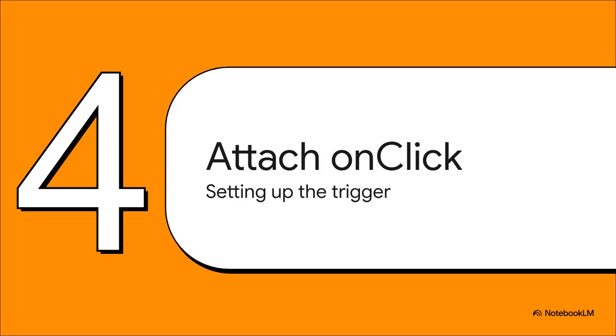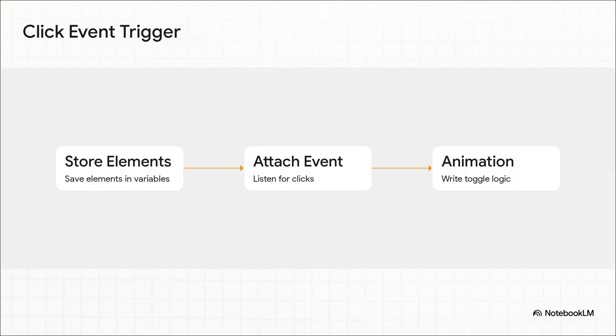Section 4. Attaching the onClick event, setting up the trigger. Okay, let's take a quick look at where we are in our process. We've successfully cached our DOM elements. Now, at step 2, we need to build the bridge between the user's mouse and the browser. We have to set up an active event listener to wait for user input before we can even begin to write the actual animation logic.